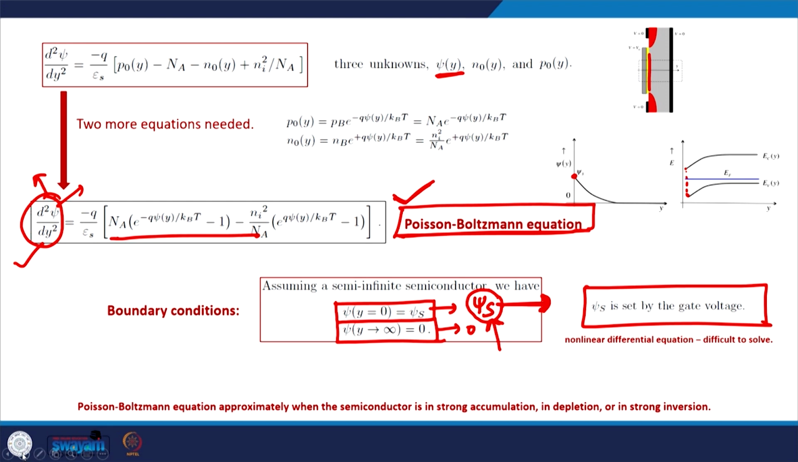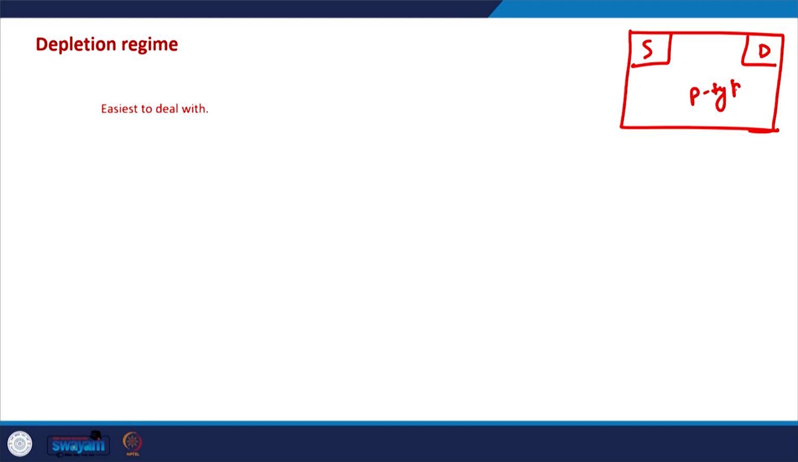So this Poisson-Boltzmann equation is solved in strong accumulation, depletion and inversion regions with certain approximations. That is what we will see, and the easiest one is the depletion region. Please remember that in an NMOS, the bulk semiconductor is p type, and this is how the NMOS looks like: the source, the drain, this is the p type semiconductor, oxide and gate.